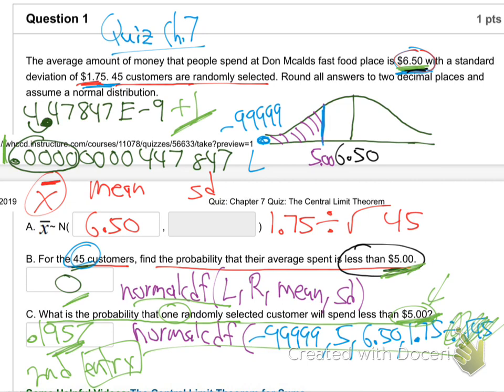As opposed to, what's the chance you're going to grab 45 people in a row coming out of McDonald's and their average is going to be under $5? That's virtually impossible. See the difference between a group question and an individual? Do you feel the difference between a group question and an individual question?